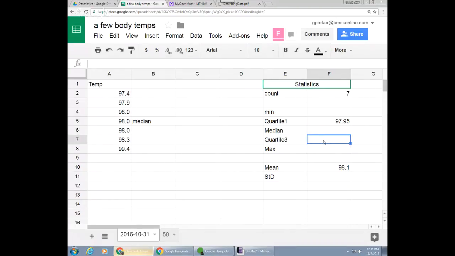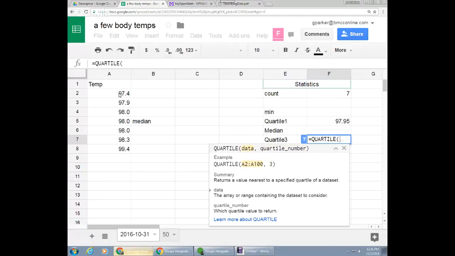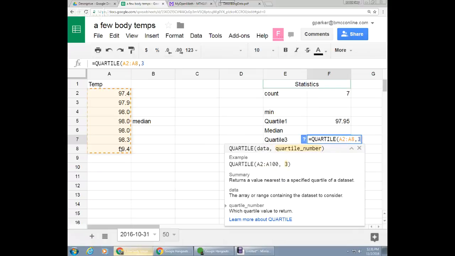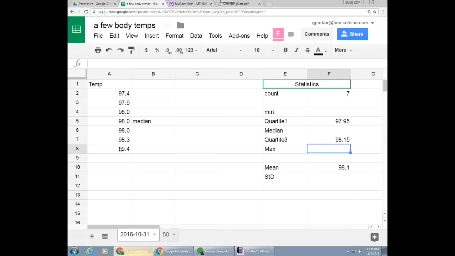So if I wanted to find quartile 3, I would do a similar thing. I would start typing quartile. I would highlight my data. And in this case, I would do a comma 3 for the third quartile. Now here's the cool thing about quartile. The quartile command accepts for which quartile you want, 0, 1, 2, 3, or 4. Why would it do that? Quartile. So the min would be quartile 0. Quartile 1 is obviously 1. The median would be quartile 2, right? 2 quarters is half. Quartile 3, and then the max would be quartile 4 because 100% of the data is at or below that point.